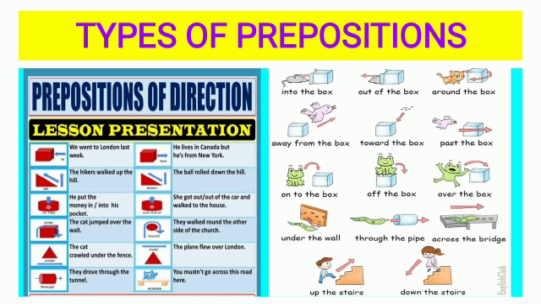And at the last is the preposition of direction: into the box, out of the box, around the box, away from the box, towards the box, past the box, onto the box, off the box, over the box, and so on. Now I think, children, you are clear with all the three types of preposition. Thank you.